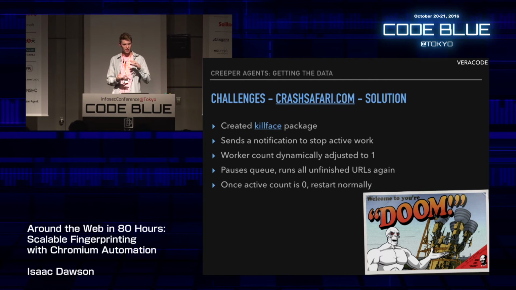So then I had this dynamic worker pool where I would reduce the count to 1. I'd say, okay, we're only going to do one URL at a time. I would pause the message queue so it would stop receiving messages so I wouldn't interrupt that. I'd rerun all those active URLs again so I could determine exactly which one was causing the problem and not have any of my other tabs crash. Once that was finished, I would kill Chrome, restart it, and then continue working.